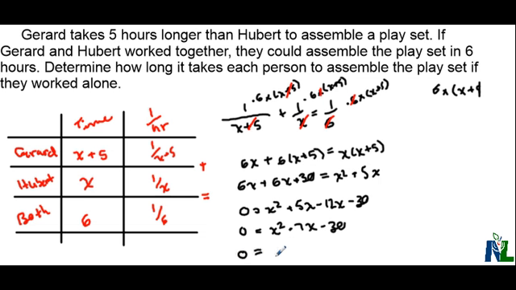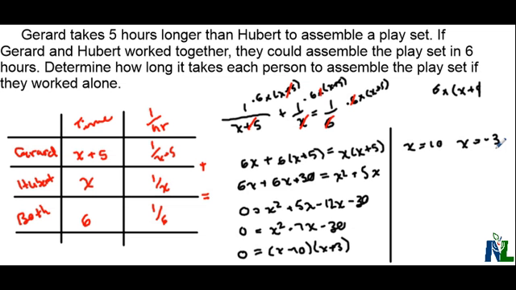So two numbers that multiply to give me negative 30 but add to give me negative 7 would be a negative 10 and a positive 3. So using the zero product property, what I get next is that x equals a positive 10 or x equals a negative 3.